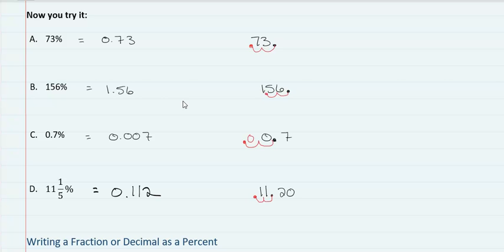So the answers are listed here, and the work that I did is listed over here on the right, and in red I showed the decimal point moving back 2 places each time. And remember, you do not put a percent sign after you've changed it to a decimal.